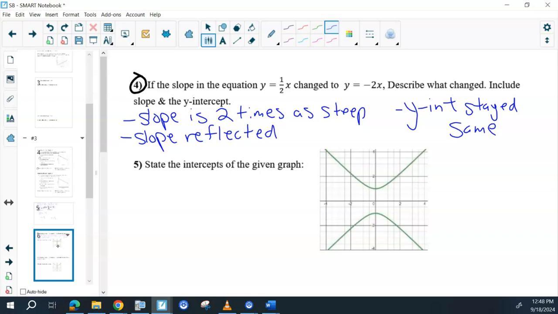So you should have 3 things written for that problem. Questions on that? Wait, how did it work? Because of the negative, it changed to a negative. That means it reflected. Other questions? How do you grab 1/2?